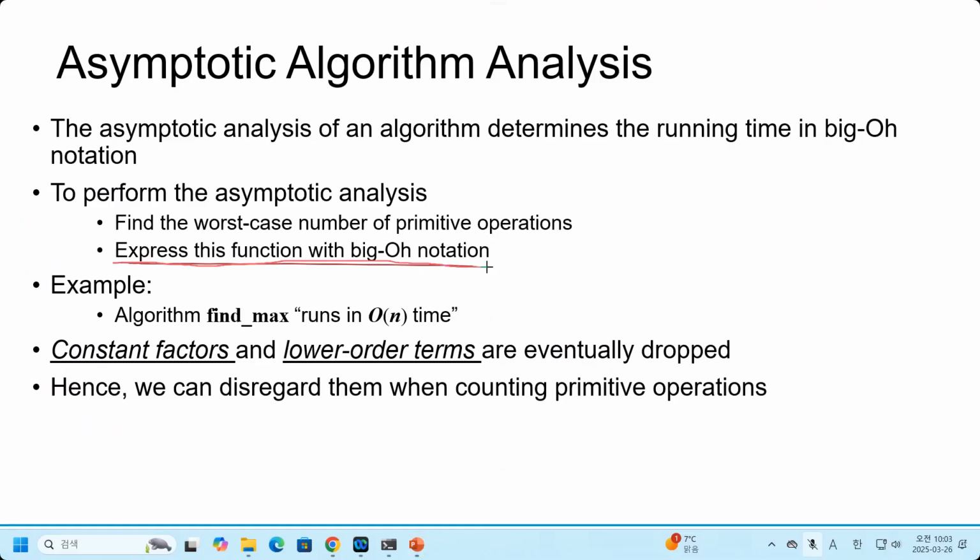Now, you know that the find max function runs in O(n). When you check the primitive operations, it shows that it is 4n plus 5. This is the best case. And then it is 5n plus 5. This is the worst case. And at the end, you will just write it is O(n), because we know this is a linear function.